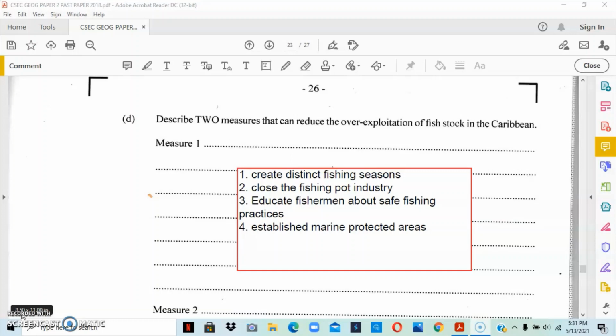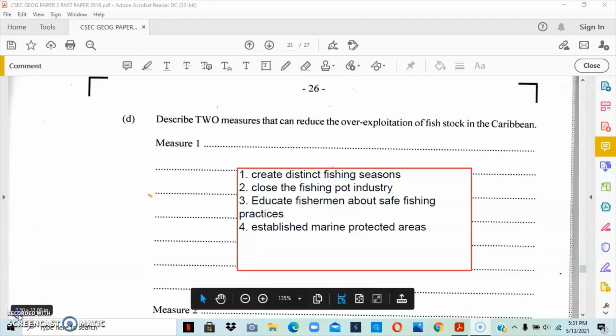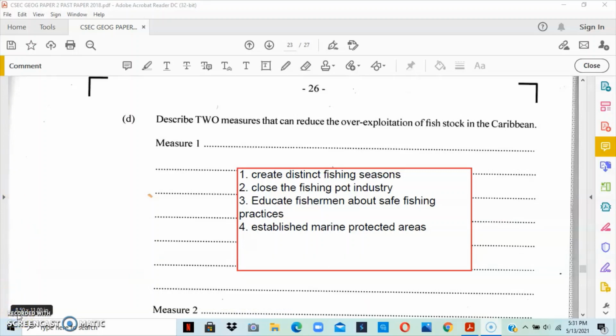You leave them so that they can bring their family up to par and reproduce. So the other 3 months you allow fishing to take place, and then for the other 3 months there is no fishing. So you can create a distinct fishing season, as well as state what types of fish can be caught within this particular season. Another thing that the Bermudan government implemented was the closing of the fishing pot industry.